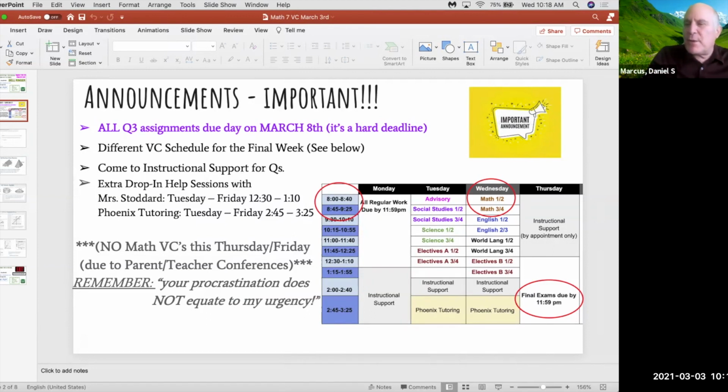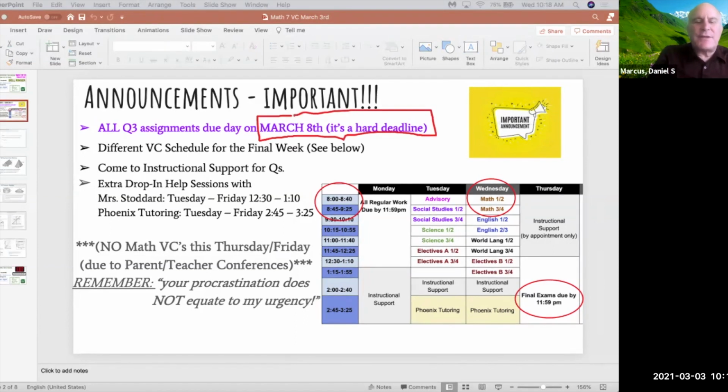Okay, so let's everyone focus on my screen now. This is a hard deadline. What do I mean by that? Actually, there's 2 parts to this question. What does it mean March 8th is a hard deadline? And the second part of that question is, what happens if you email me after March 8th, asking what you can do to raise your grade?